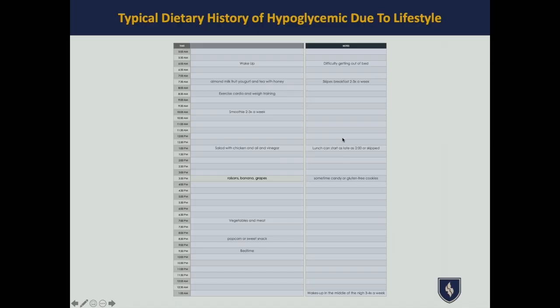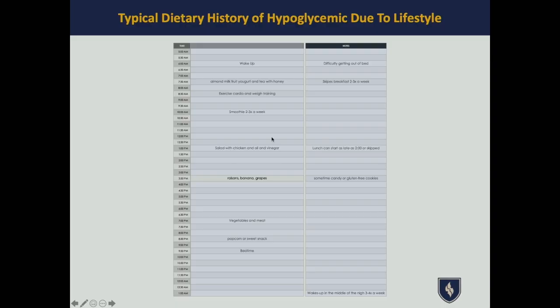And then in the afternoon, they get sugar cravings, they have a snack. It's usually things like raisins, bananas, grapes, sometimes candy or gluten-free cookies. And then they have dinner around 7 o'clock. After dinner, they usually get sugar cravings and have some popcorn or a sweet snack, and then they go to bed. That's a pretty common pattern you'll see with patients that have hypoglycemia.